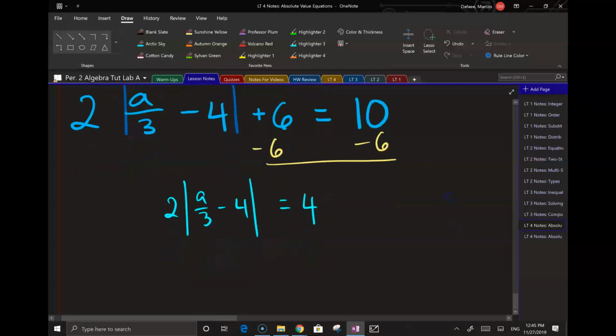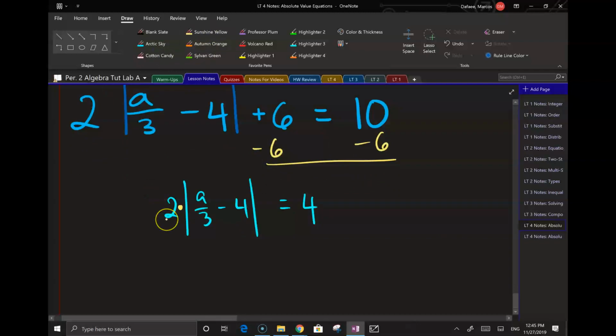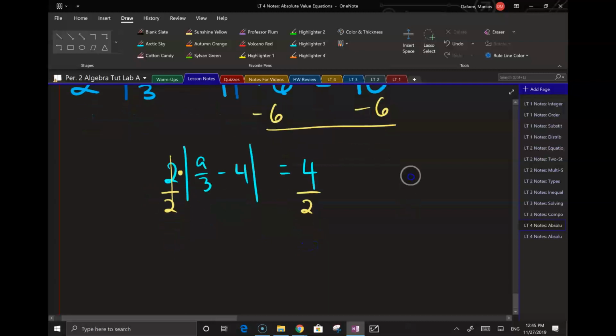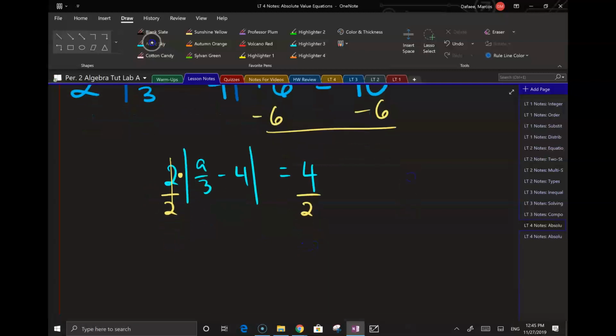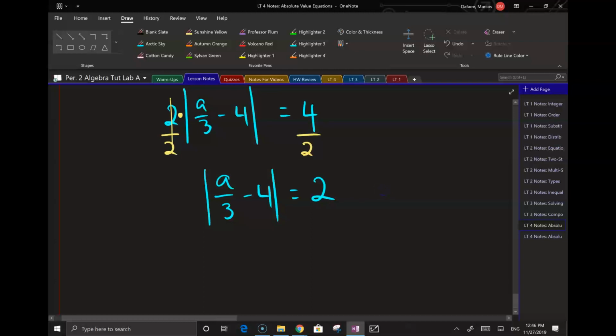And now I can go ahead and take care of this too by remembering that this is being multiplied to the absolute value, and therefore, to undo that, I have to divide. So these disappear, and I have this remaining. On the left side, I have the absolute value of a divided by 3 minus 4, and on the right side, I get a 2. All right, so now that all values outside have been eliminated, I can now focus on the main question, which is, what number is exactly 2 units from 0?